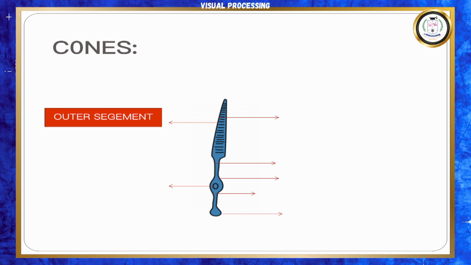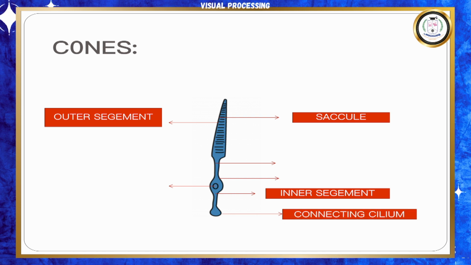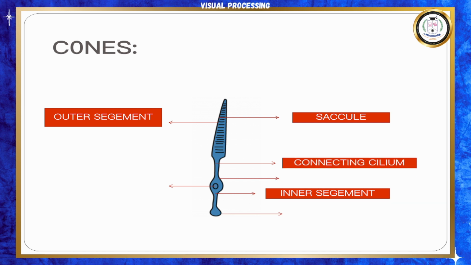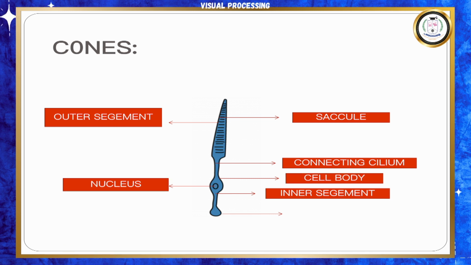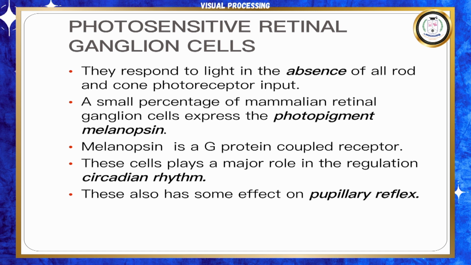We have the outer segment, and the outer segment here does not contain a disc. We have a saccule, that is the infoldings of the cell membrane. And then we have the inner segment. The structure connecting the outer and the inner segment is called the connecting cilium. And then comes the cell body, which possesses a nucleus in it, and then comes the synaptic terminal, which is enlarged here. Now we'll discuss the third photoreceptor, that is the photosensitive retinal ganglion cells.